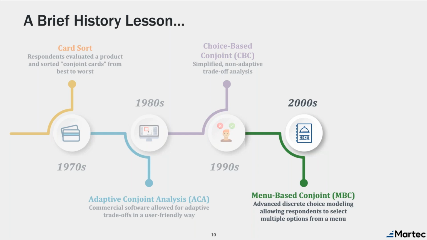This isn't used all that frequently, but it is an advanced discrete choice modeling exercise that allows you to choose from multiple options on a menu. So you can choose a bundled product, you can choose a la carte. It gives you a lot more flexibility in how the products or the basket of products can be selected. Whereas the other types of conjoint are product only, menu-based conjoint gives you the option of having a basket of products from which respondents can select.